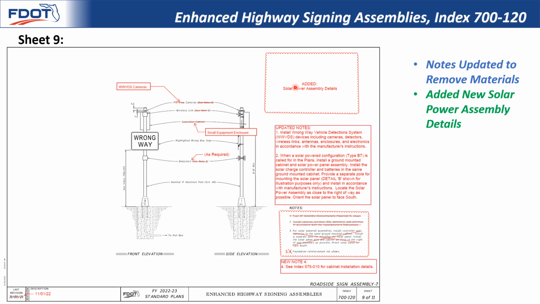One change was adding the solar power assembly details. The solar power assembly and battery unit for the wrong way vehicle detection is larger and more powerful than the one that is used for a typical enhanced highway signing assembly. As a result, the solar panel must be ground mounted, and a ground mounted UPS or uninterruptible power supply cabinet must be provided. Both the solar panel and the UPS cabinet must be installed close to the right-of-way line outside the clear zone. We also updated the callout references and notes.